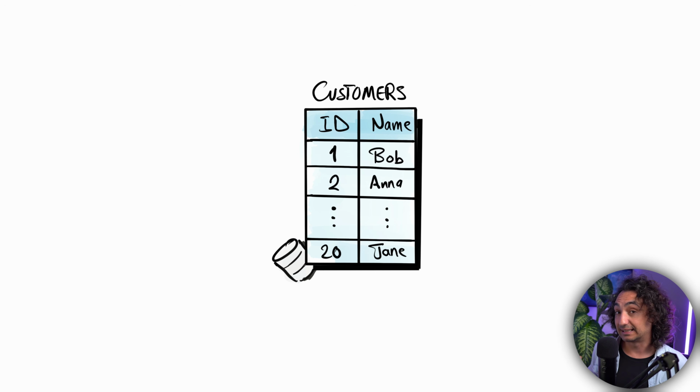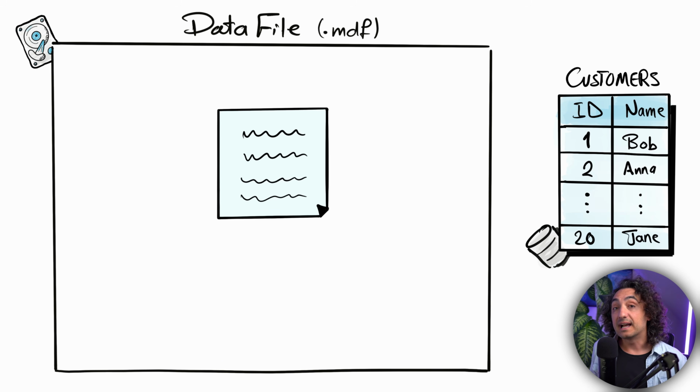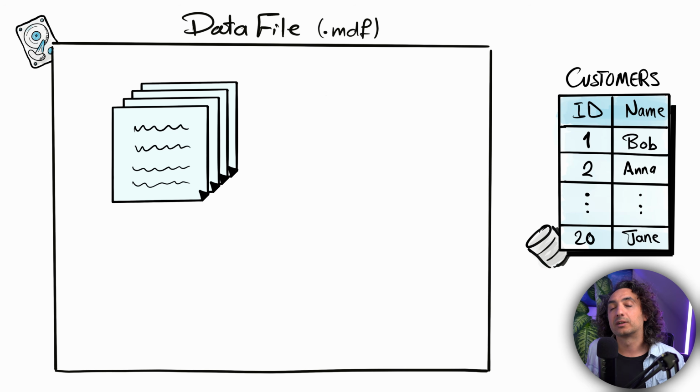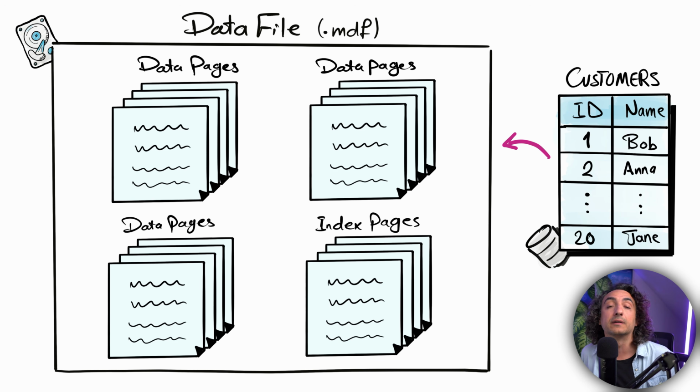It's going to store the data in a data file on the disk, and inside this file, the data is stored inside blocks called pages. So it's not like rows and columns. Data is stored inside data files, and inside the data files we have pages. So what is a page?